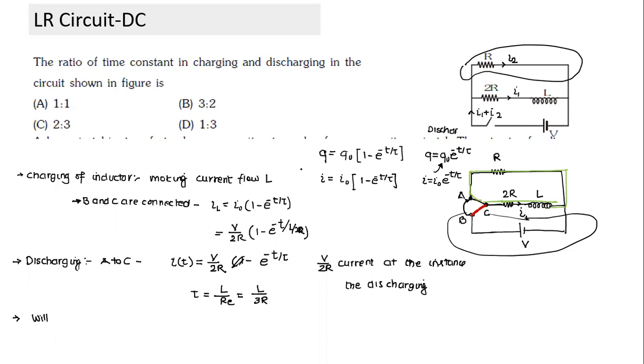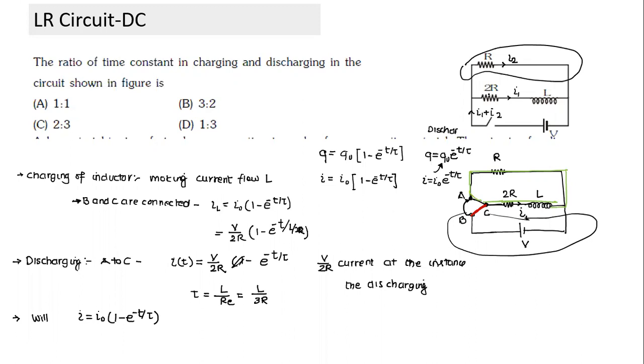How do I write it? See, if the resistance R was not there, how would I have written the I value? I would have written I is equal to I naught times 1 minus e raised to power minus t by tau. Then I have to find only two values. I have to find I naught. I am writing this for the inductor here, I1.